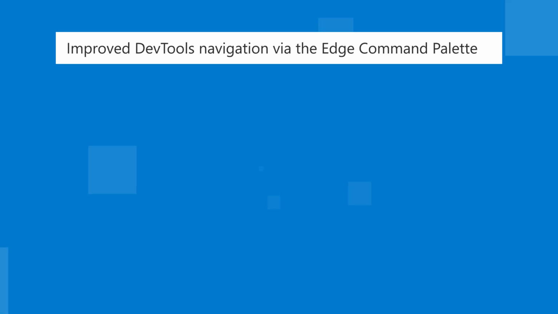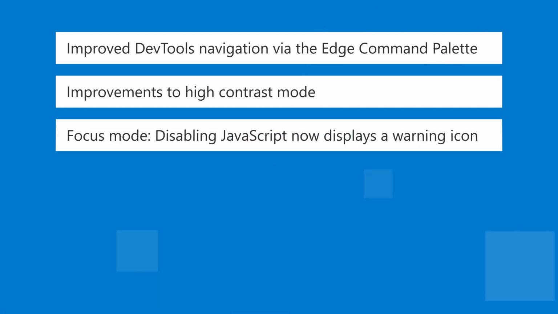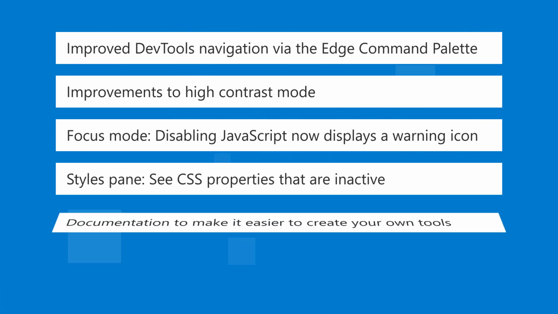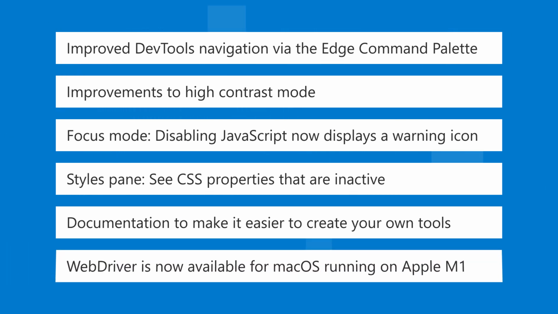In version 108, we improved DevTools navigation via the Edge command palette. We also made improvements to the high contrast mode in DevTools. In focus mode, disabling JavaScript now displays a warning icon on the Sources tool tab. In the styles pane, you can now see which CSS properties are inactive. We wrote documentation to make it easier for you to create your own tools. And finally, Microsoft Edge WebDriver is now available for macOS running on Apple M1.